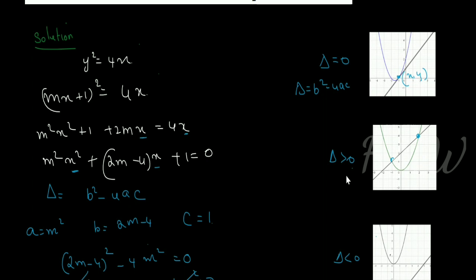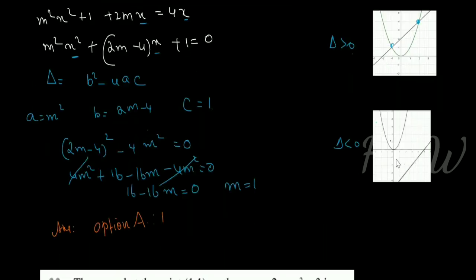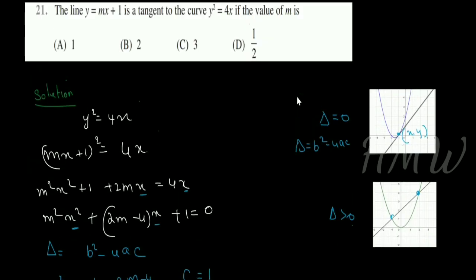If delta is greater than 0, that means the line intersects the curve at 2 points. So x1 and x2 are different points. If the discriminant is less than 0, that means the line does not touch the curve. So here the line is a tangent. That means delta is 0, x1 is equal to x2.